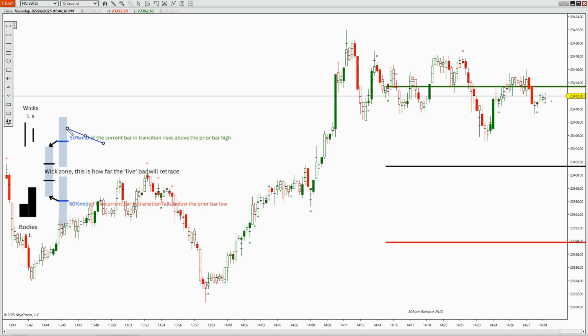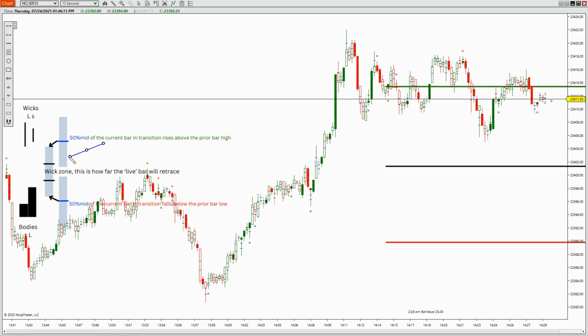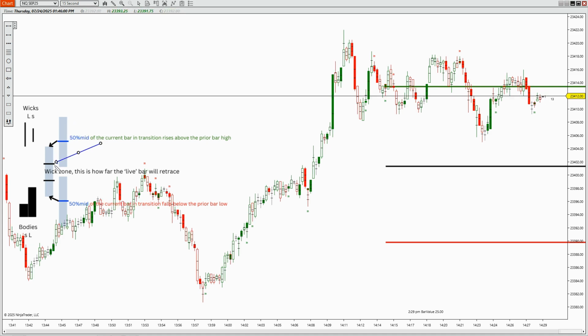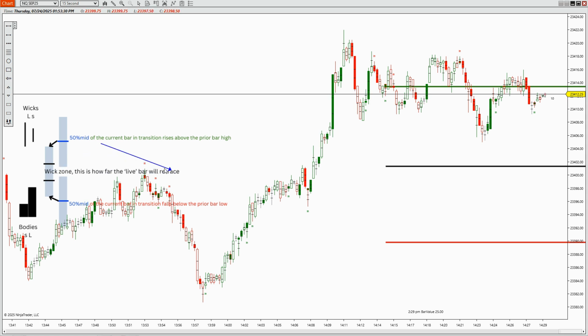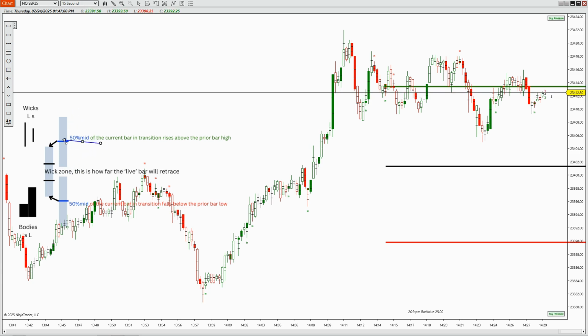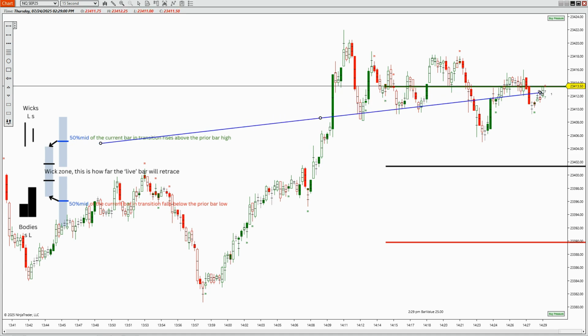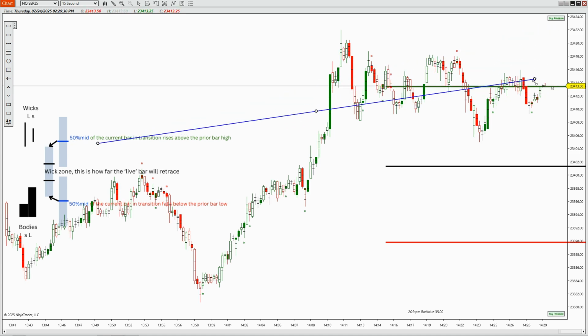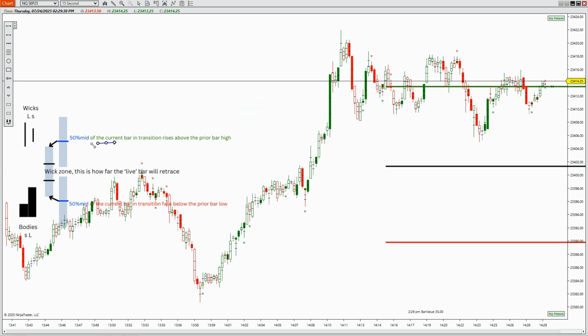All right. So this is your live candle. This is the live candle moving up and down. You just want price to move into that wick zone. This is how far the live bar will retrace. You want it to move into that and then come right back out of it and then get that mid above that high. It's happening now. All right. So when that happens, the pressure will come on. That pressure will come on. I'm going to make the candles bigger so you can see it.